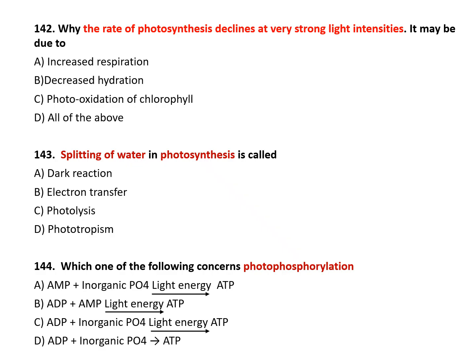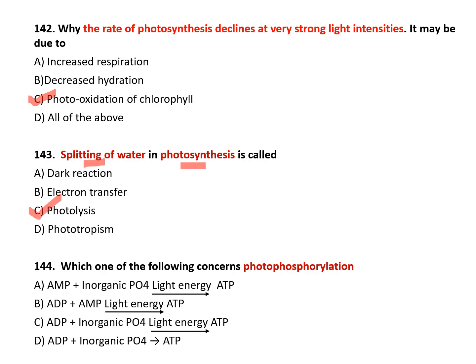The next question, number 142. Why does the rate of photosynthesis decline at very strong light intensity? It may be due to option A, increased respiration; option B, decreased hydration; option C, photooxidation of chlorophyll; option D, all of the above. The correct answer is option C, photooxidation of chlorophyll. The next question, number 143. Splitting of water in photosynthesis is called option A, light reaction; option B, electron transfer; option C, photolysis; option D, phototropism. The correct answer is option C, photolysis.